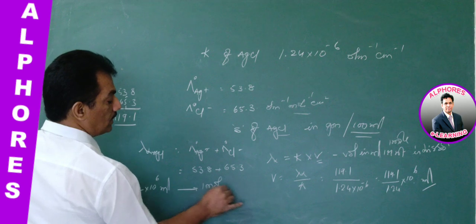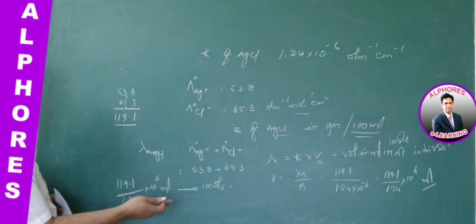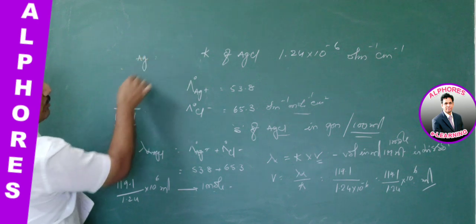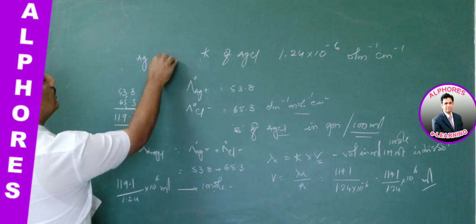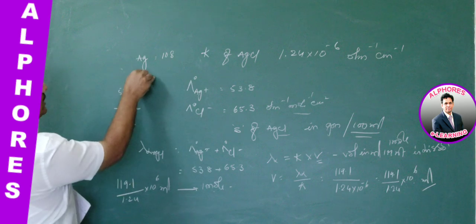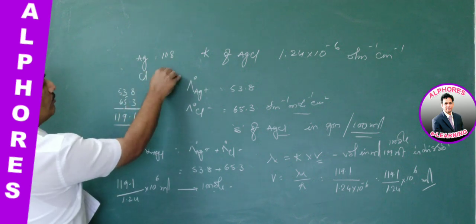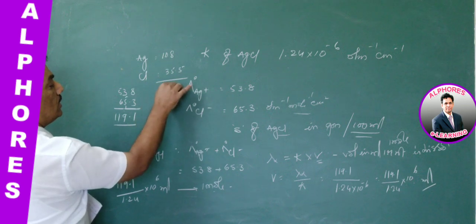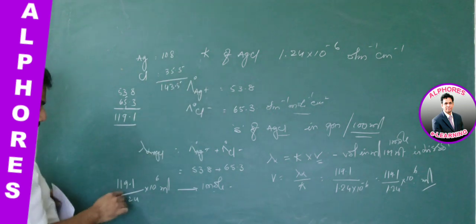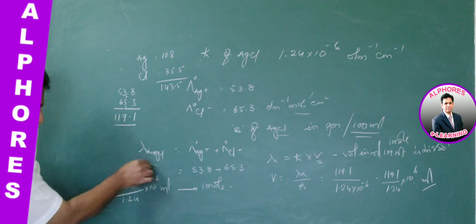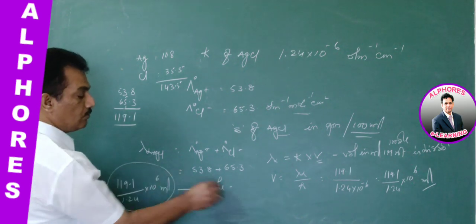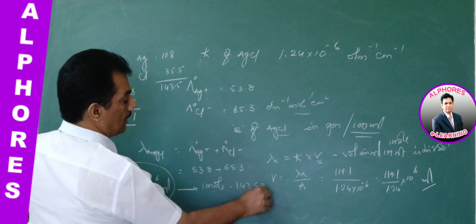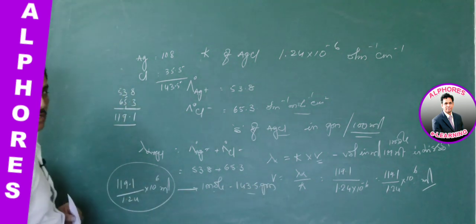What is 1 mole? It is 1 molecular weight. Now let us calculate the molecular weight of AgCl. The atomic weight of Ag, I think you know, is 108, and Cl is 35.5. So the sum is 143.5. So this volume of electrolyte possesses 1 mole, that is 143.5 grams. I think now you can solve the remaining part.